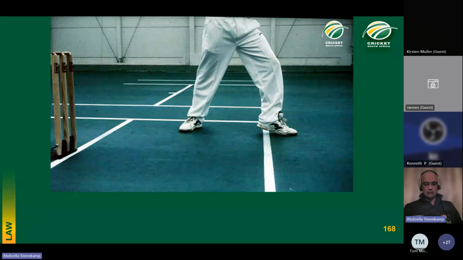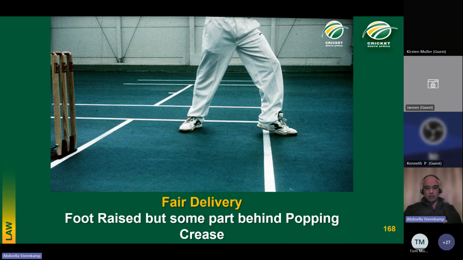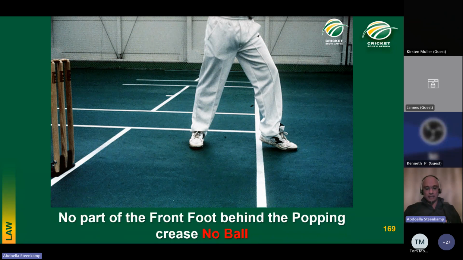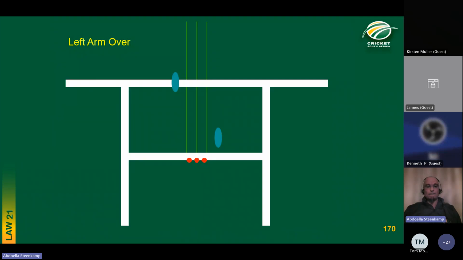Let's start with the back foot. Not touching the return crease, so we're happy. Front foot. Is there any part of the front foot, whether grounded or raised, behind the popping crease? Yes, the front foot is raised slightly, but you can see there is a part of the foot behind the back edge of the popping crease. That's why this is a fair delivery. In this picture, back foot, not touching the return crease, we're happy. Front foot, any part of the front foot, whether grounded or raised behind the back edge of the popping crease? No, it's not. That's why this is a no ball.